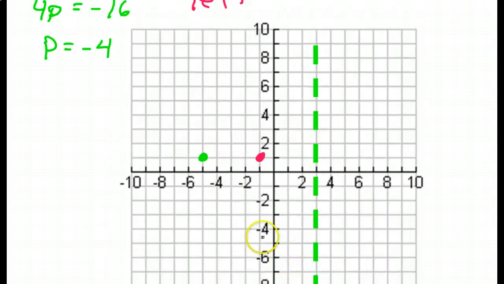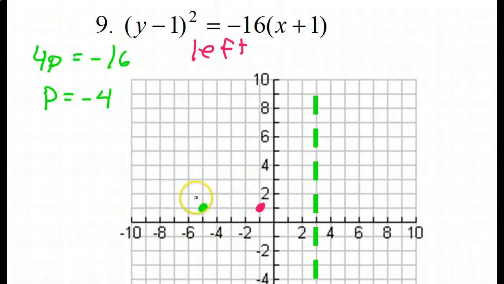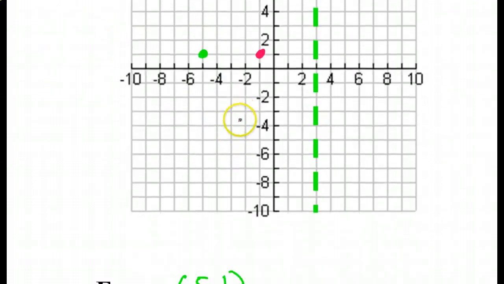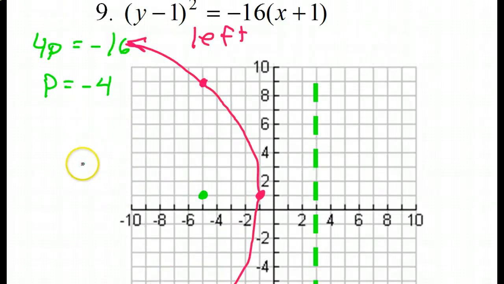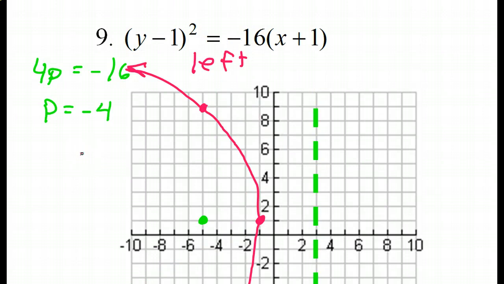So looking at the focus, the width needs to be 16. So that means 8 up and 8 down for a total of 16. All right, and that allows me to draw the parabola. Okay, and there you go. That was number 9. All right, last one. Let's take a look at number 10.